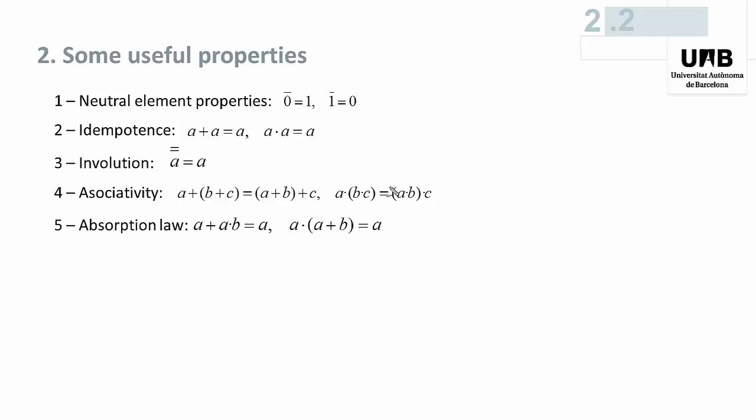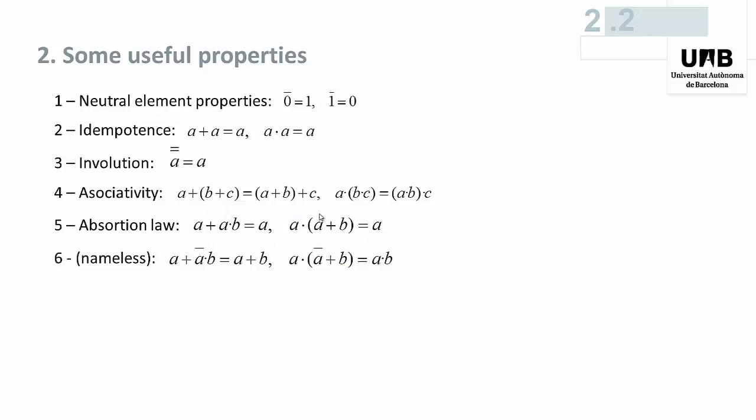Absorption law is very useful to minimize Boolean expressions. It states that a plus a times b is equal to a. You could say that a absorbs the product a times b, and symmetrically a times a plus b is equal to a. In this case, you could say that a absorbs the sum of a and b.